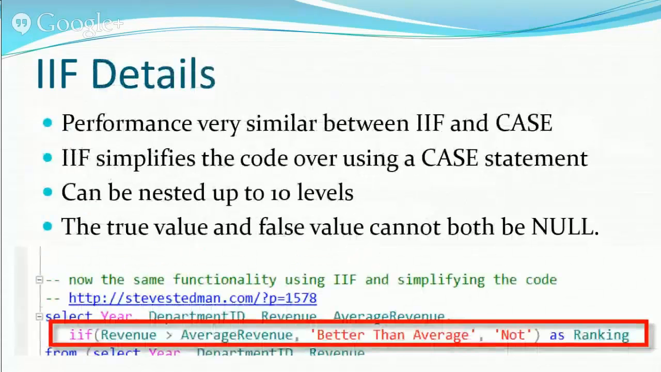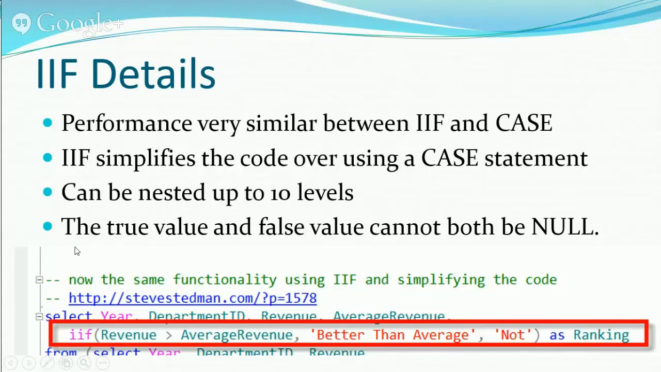Some details on this: the performance is very similar between IIF and case, if not exactly the same as if you did a single case statement with two options like that. It simplifies the code, and I think it leads to cleaner code. However, on the alternative to clean code, you can nest it up to 10 levels deep. I would argue that if you're really going to nest the inline if, the IIF function, 10 levels deep, maybe you shouldn't be using that function. Maybe you should be using a case statement or something else in that case.